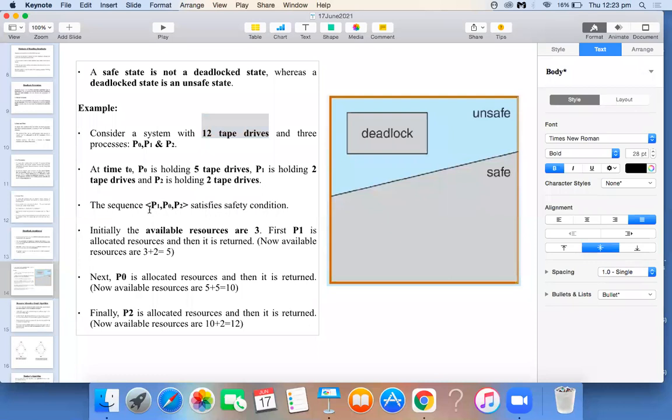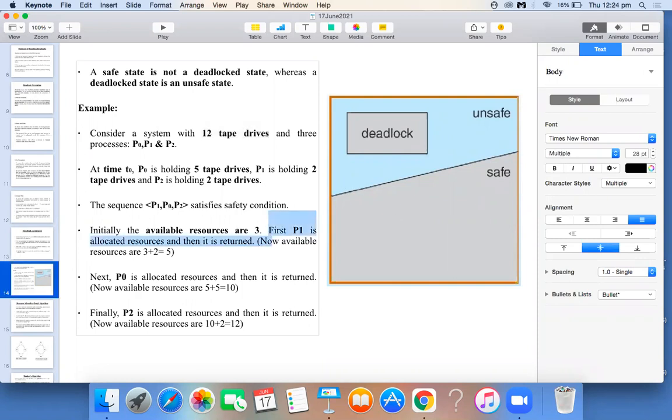And they have given the safety sequence here. What does it say? First P1 completes its execution, so it releases its resources first. Afterwards, P0 completes its execution, so it releases its resources. Finally, P2 completes its execution, so it releases its resources. This is the safety sequence they have given, meaning in this order the processes complete their execution in the system. Okay, right.